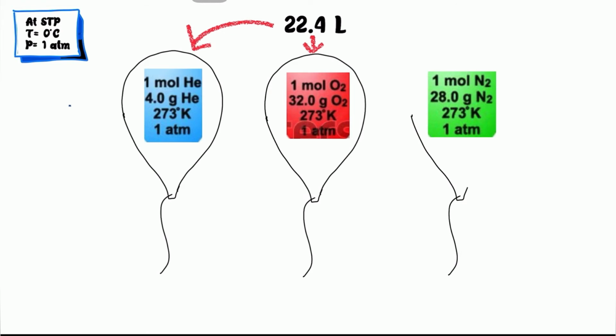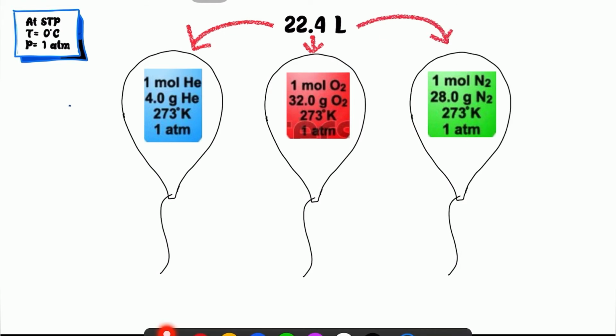And same for nitrogen gas. 1 mole of nitrogen gas will occupy 22.4 liters at STP, and the molar mass is 28.0 grams. The temperature is the same, and the pressure is 1 atm.